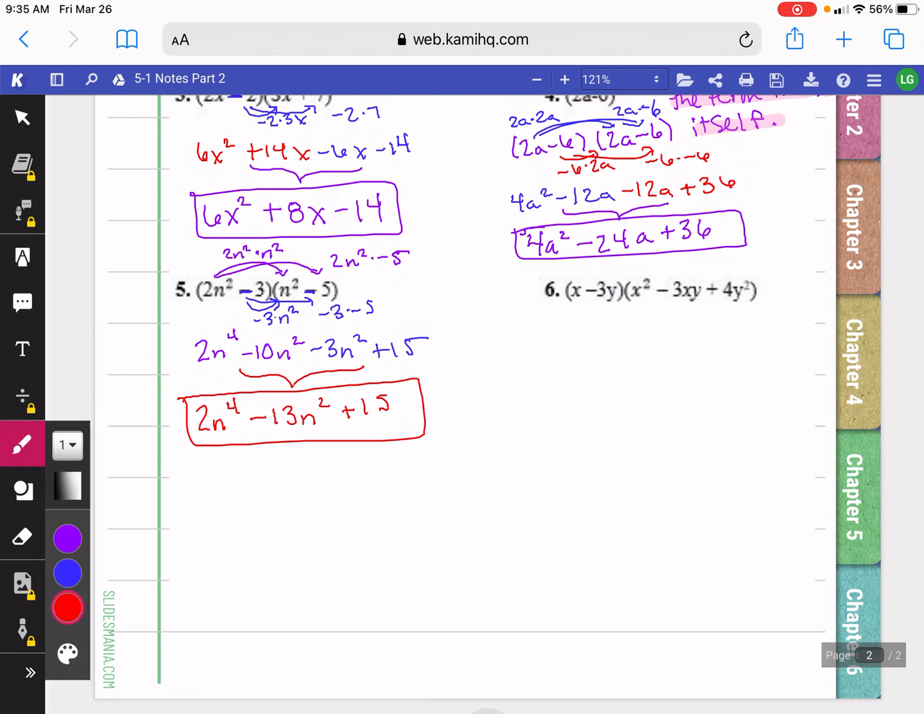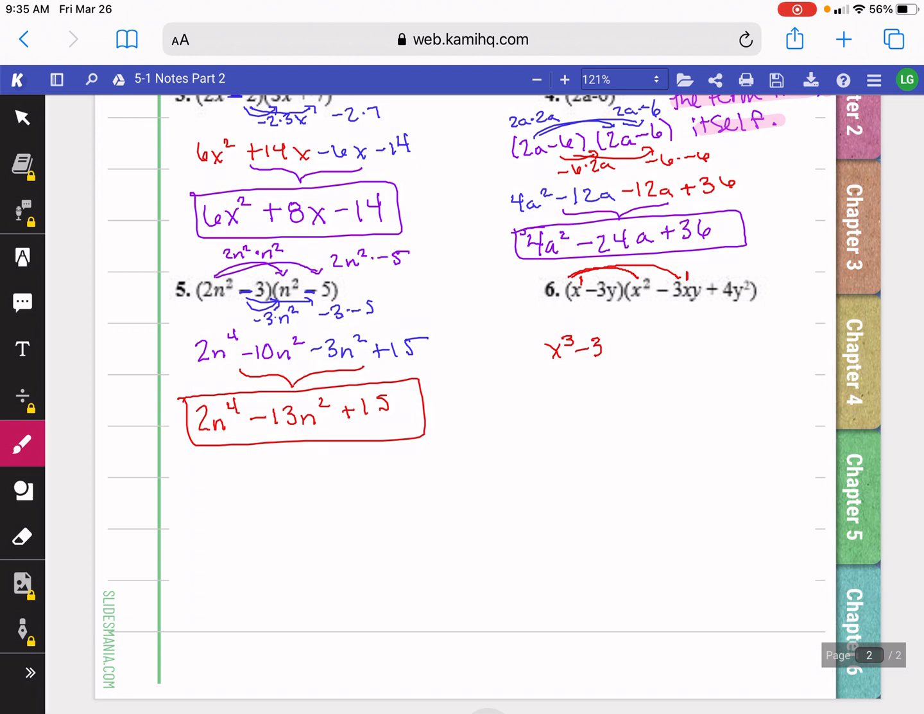Now in question 6, it's the same thing. We just have an extra term on that second parentheses. So I'm going to multiply the x times everything. I'm going to put an imaginary 1 here so that when we multiply, we remember to add the exponents. So x to the 1 times x squared is x cubed. X to the 1 times negative 3xy would be negative 3.